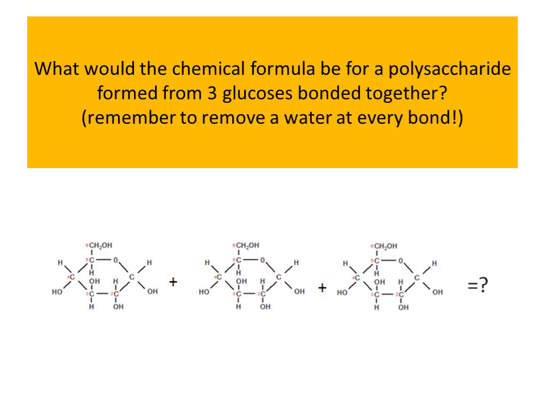So now you get to try one on your own. What would the chemical formula for a polysaccharide be that is formed from 3 glucoses bonded together? Remember, you have to remove a water at every bond. Follow the same pattern that we used on the last example.